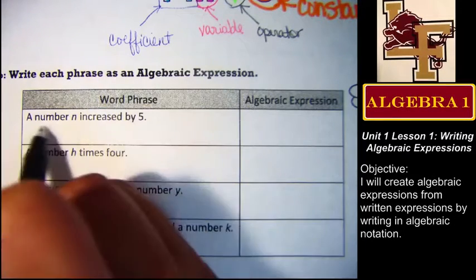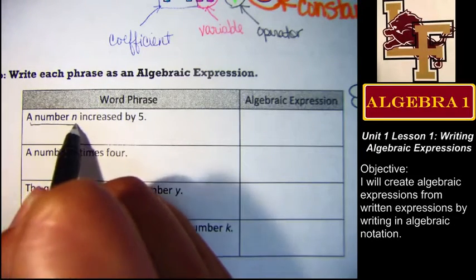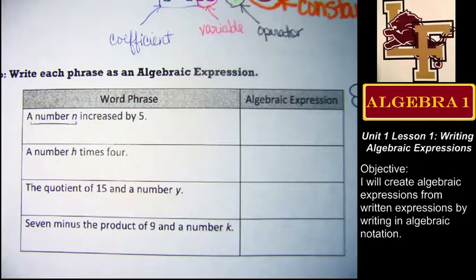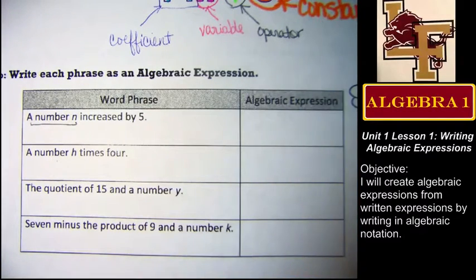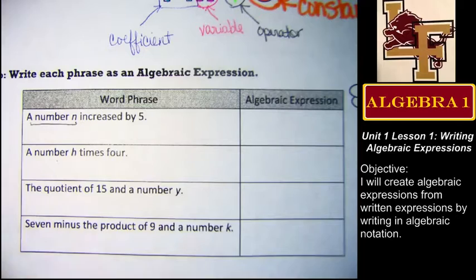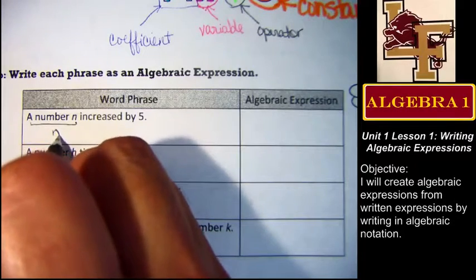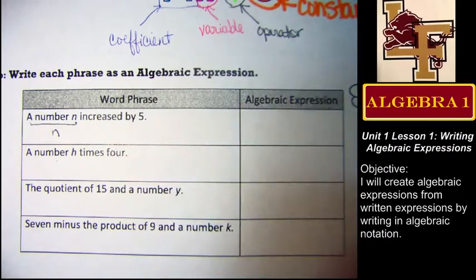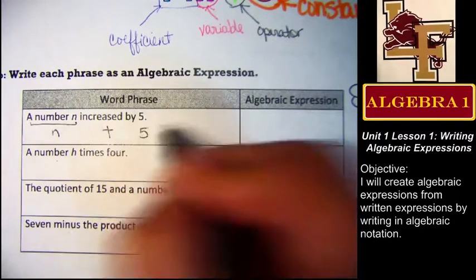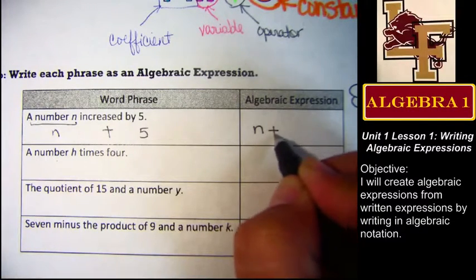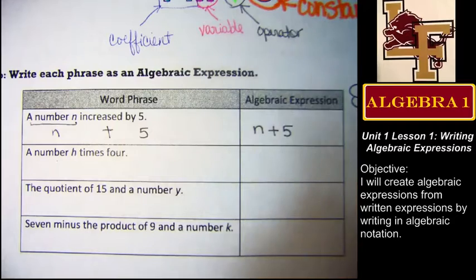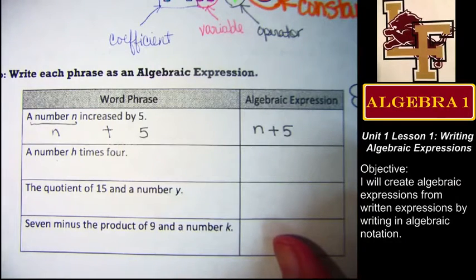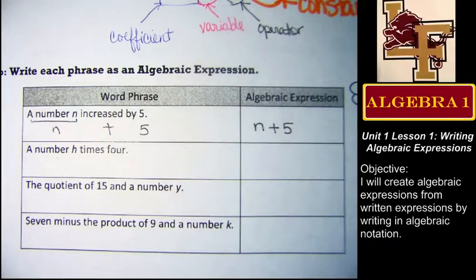All right, so here's a number, but I don't know what number it is. Did they give me a name for that number? N. Yeah, n. So we're going to use n. There's our variable. What then is the... Yeah, increased is plus 5. That increase is plus. Good. So our algebraic expression is n plus 5. Thank you.